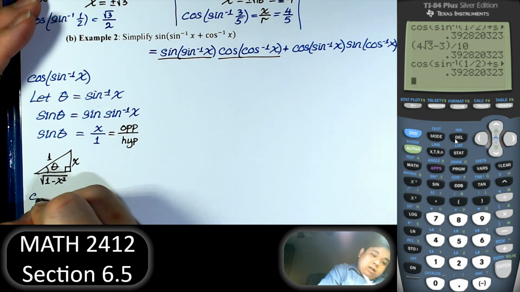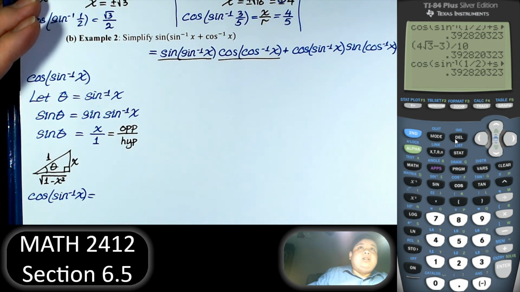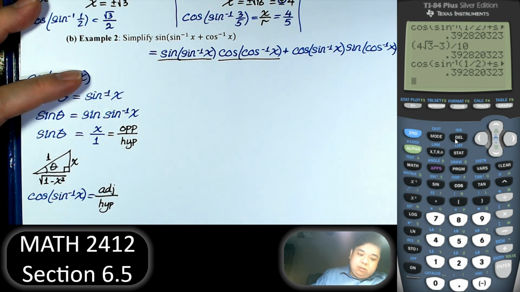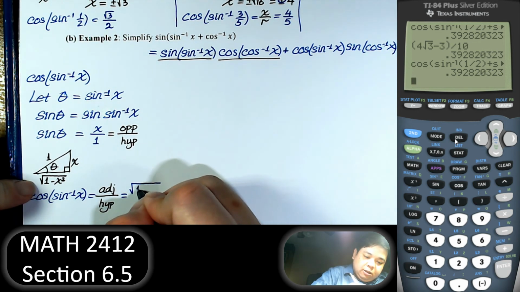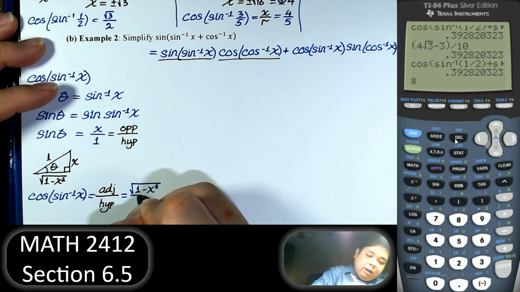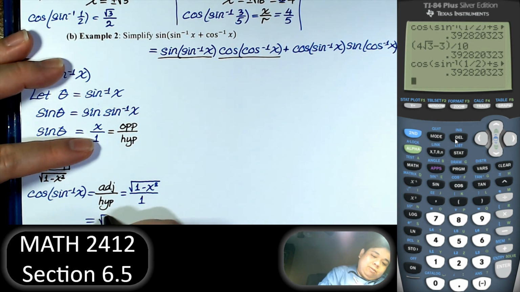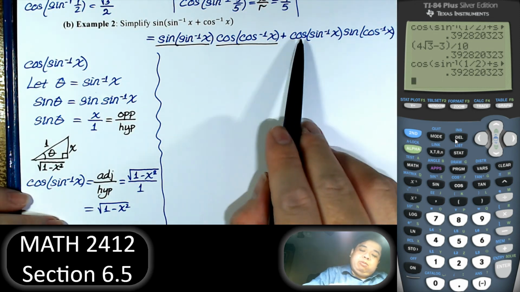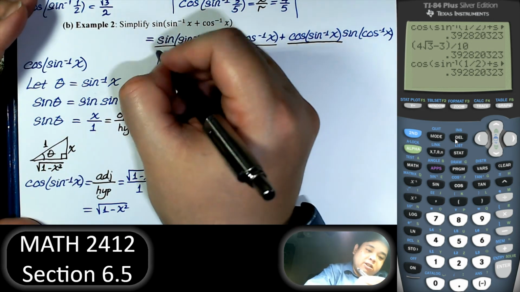So that's why we will only take the positive values here. What we actually need is the cosine of the sine inverse. Of course, cosine is adjacent over the hypotenuse. Adjacent over hypotenuse, well, that's just square root of 1 minus x squared over 1, which is just square root of 1 minus x squared. So that's all we have. Now we got cosine of the sine inverse of x. Now we just need the other one.